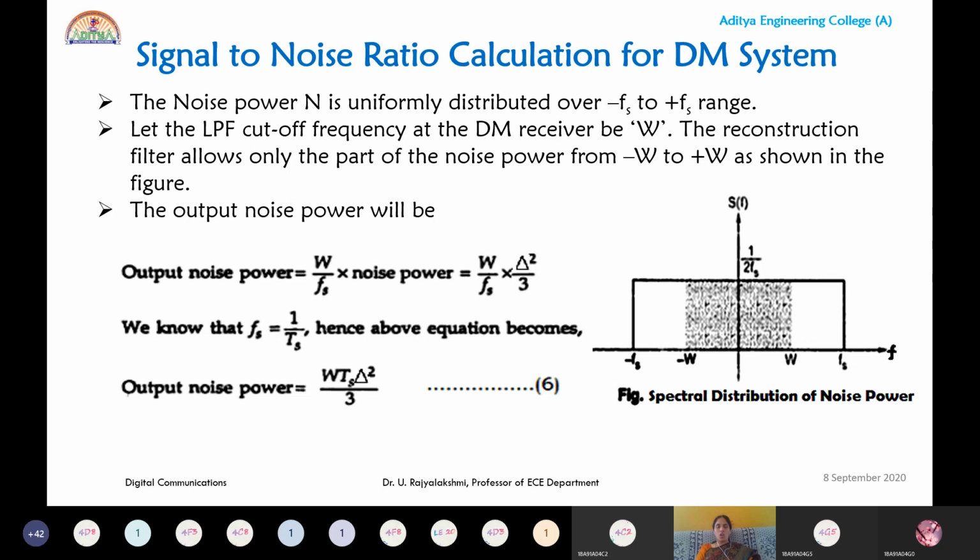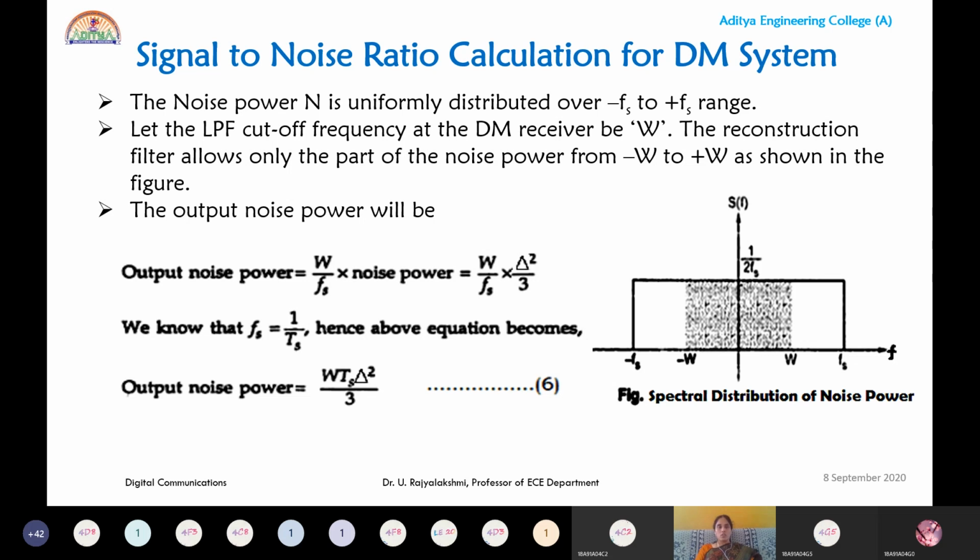Now what happens to the output noise power when the low pass filter cutoff frequency of the DM receiver is not equal to that of the transmitter, and it is equal to W? Noise exists only for the W range out of Fs. So that's why W by Fs into delta square by 3, where Fs is the sampling frequency, that is the reciprocal of the sampling time interval. You can replace 1 by Fs as Ts.